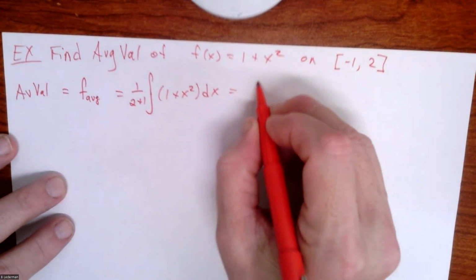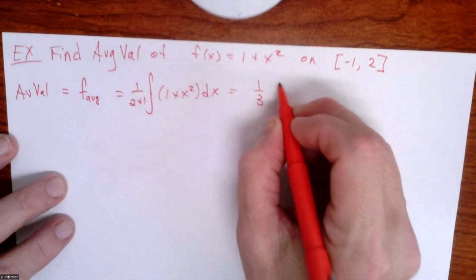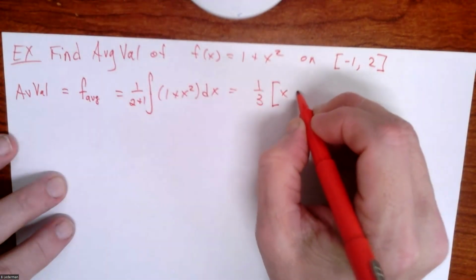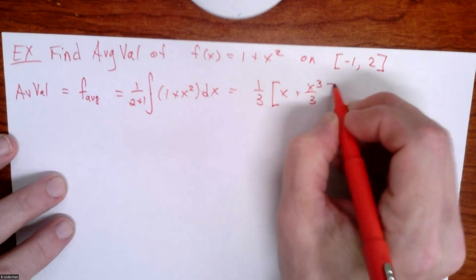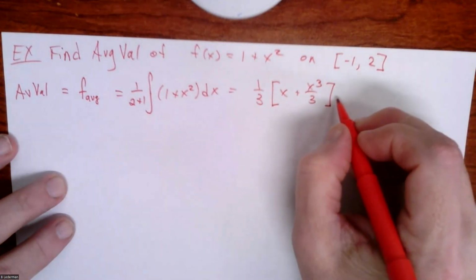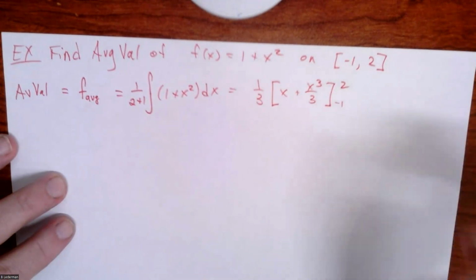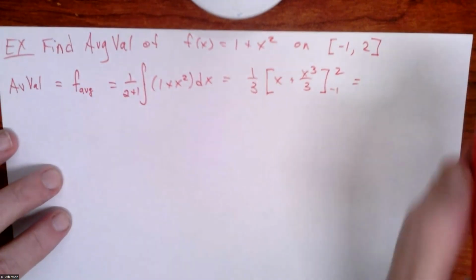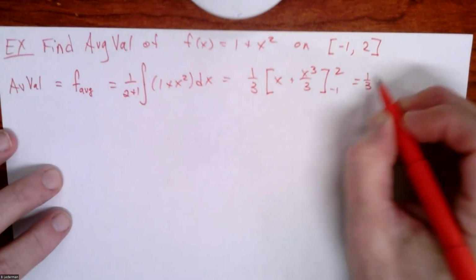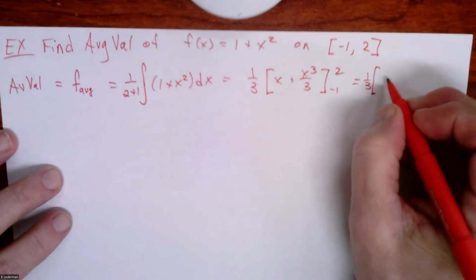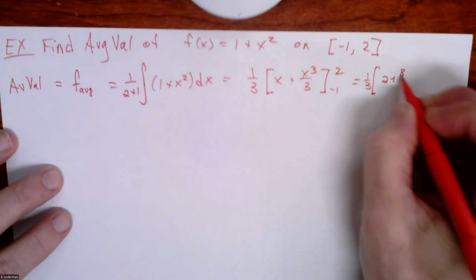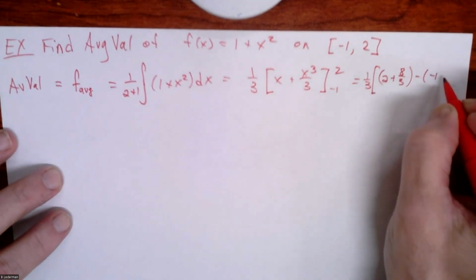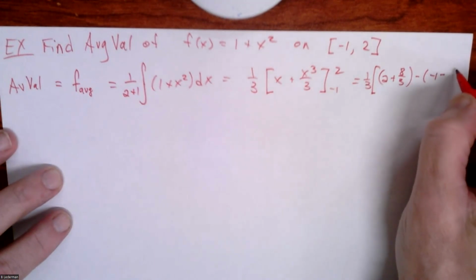And that's going to be equal to 1/3 times, and the integral of 1 is x. The integral of x squared is x cubed over 3. And that's, of course, evaluated between -1 and 2. And this is going to equal 1/3 times 2 plus 8/3 minus -1 minus 1/3.